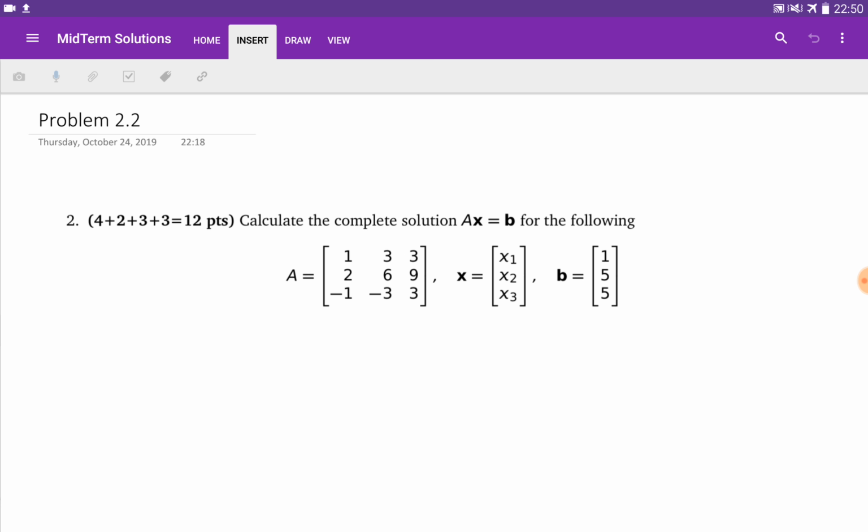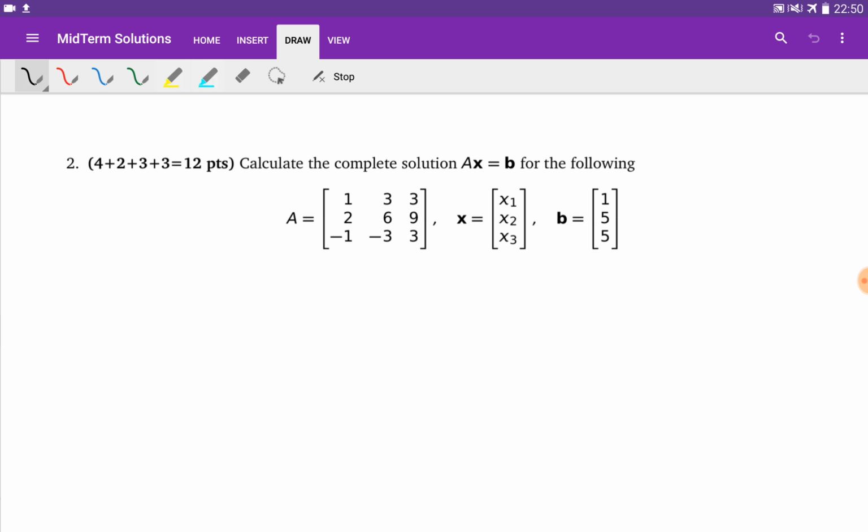the second problem of the second part. So in this problem, we need to find a complete solution for the system.